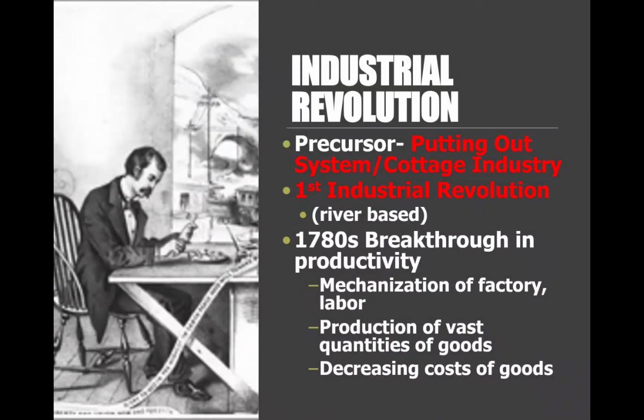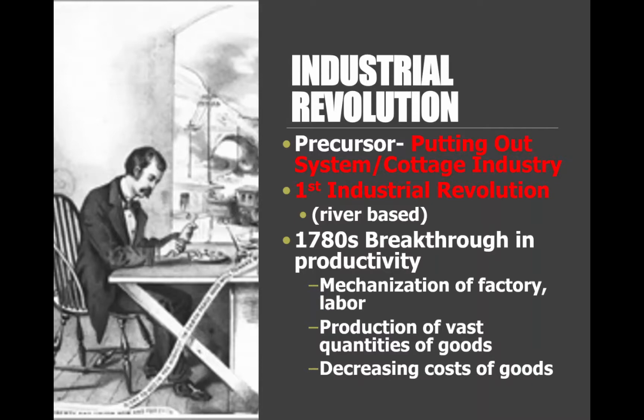Let's talk about the first industrial revolution. There were precursors to the first industrial revolution. Before the first industrial revolution, most people did their industry in something called the putting out system or the cottage industry. That's where people would work in their houses, and they would work individually. It wouldn't be like a large scale industrial revolution. You'd work in your house and you would turn your cotton into textiles.